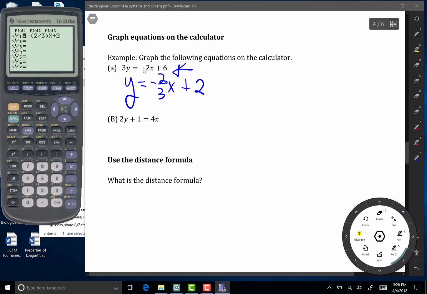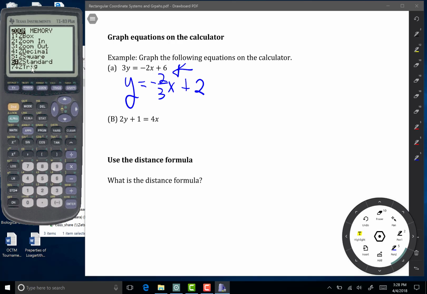Now, this equation doesn't have particularly large numbers or unusual numbers. So if you want to use the standard viewing window, you're going to hit zoom. And you're going to scroll down to option number 6, standard. And that means it's going to graph it from minus 10 to 10 on the x-axis with a scale of 1. And it's going to graph on the y-axis minus 10 to 10 with the scale of 1. And there's my line.